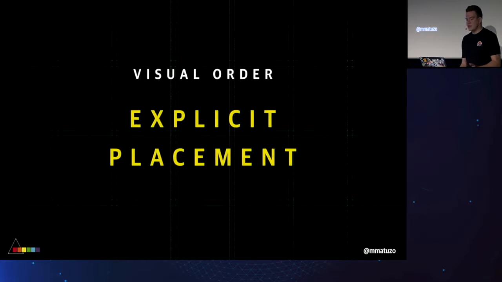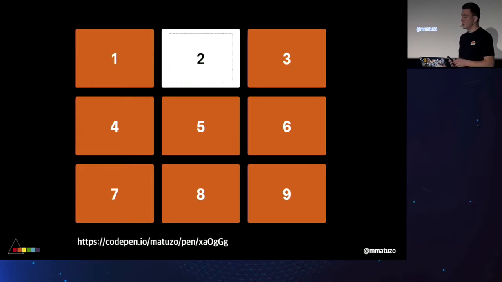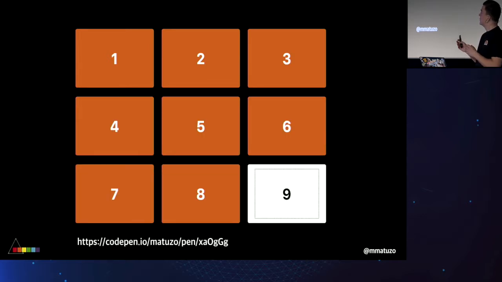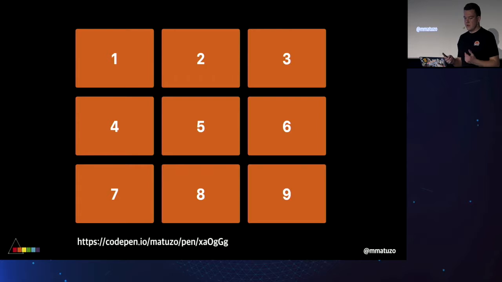Now let's look at grids. The first thing we can do in grid is we can explicitly place items in our grid. Let's say we have this grid. It's a 3x3 grid with 9 items, and you can see that they are neatly aligned, 1, 2, 3, 4, 5, 6, and so on. Now, if I tab through this grid, you can see that the focus jumps from the first item to the second to the third, and as soon as it reaches the end of a line, it jumps into the next line. So everything is fine.